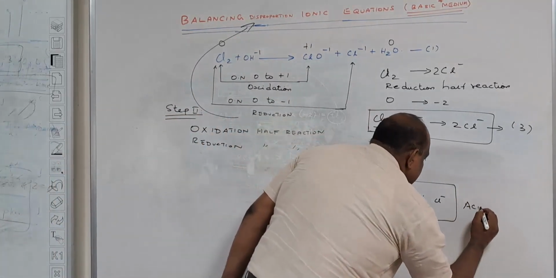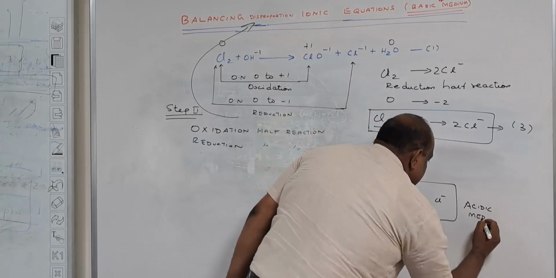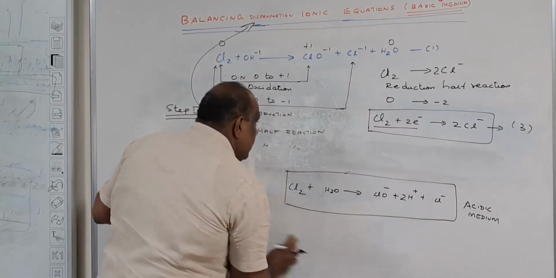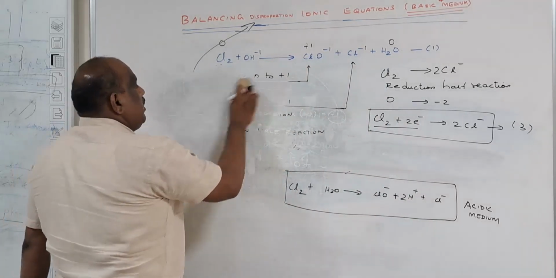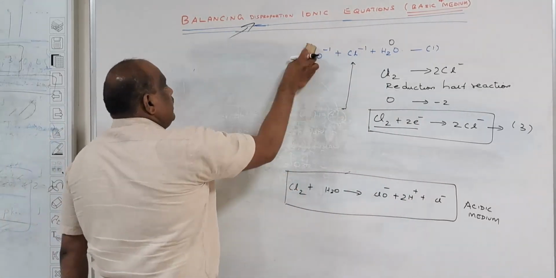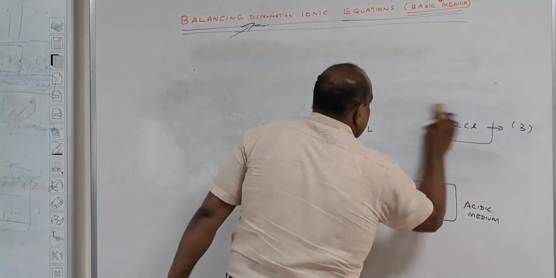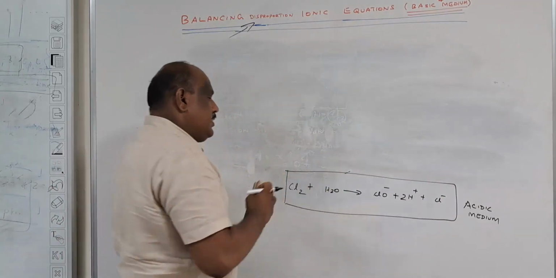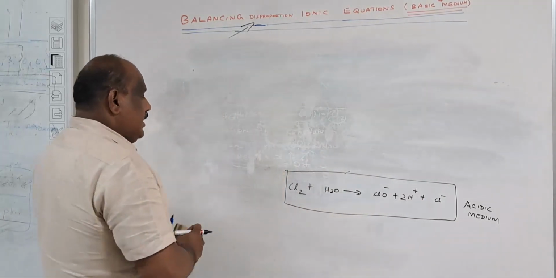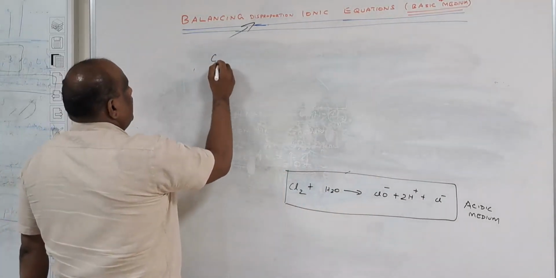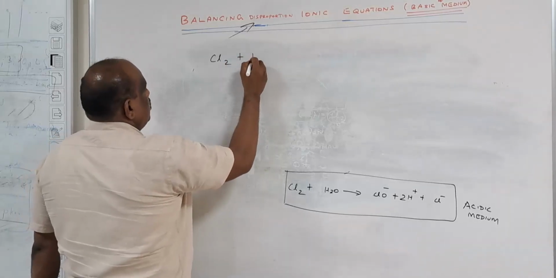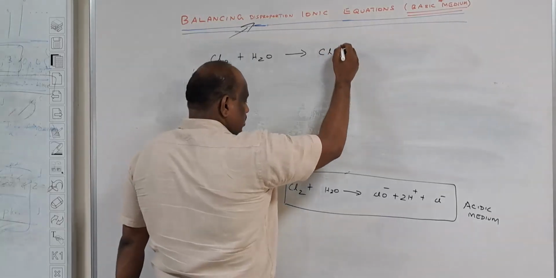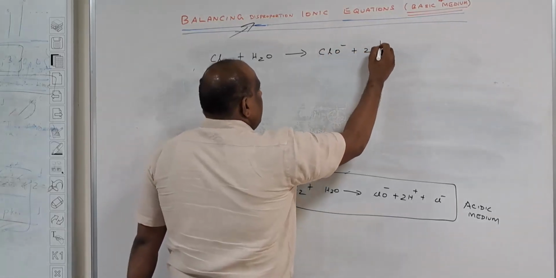Why is it called acidic medium? Because we end up with H+ ion. In the same equation, if I want it in terms of basic medium, then I have to do the following. Now this is balanced, there's no doubt, but this has happened when the reaction is happening in acidic medium. Cl2 plus H2O gives ClO-. Now I want to convert this for basic medium.